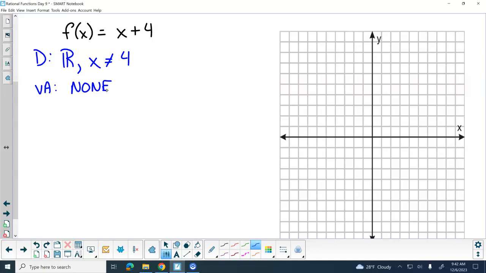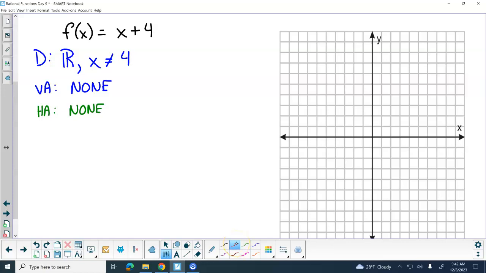So we use our original function for what? Domain. And we use our new function for everything else after that. So vertical asymptotes, none. Horizontal asymptotes, none. Because there's no fraction in the function. So it's not even an asterisk type 1.